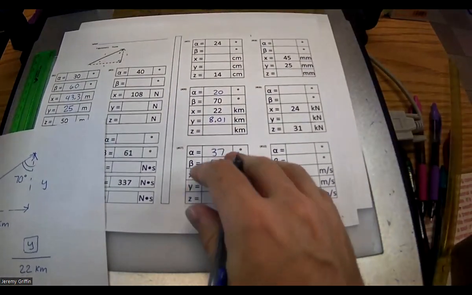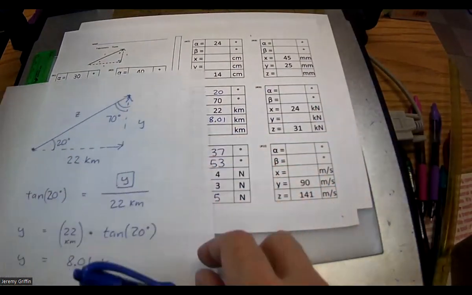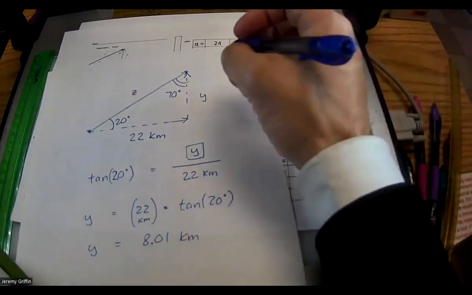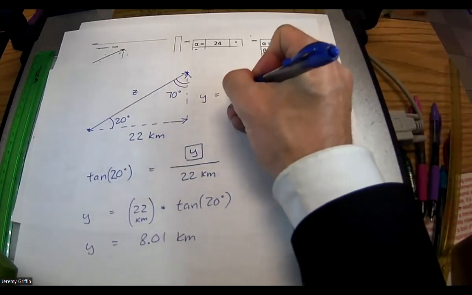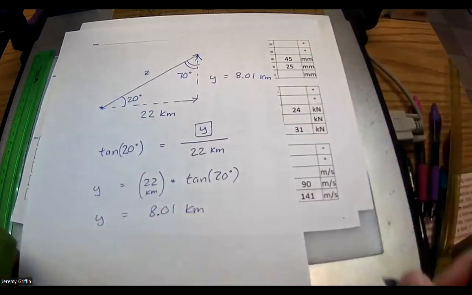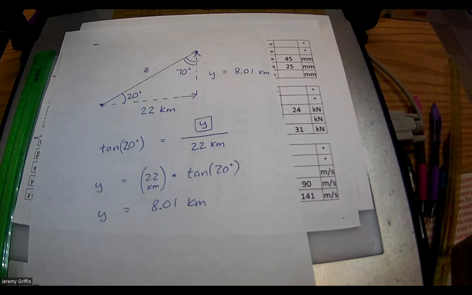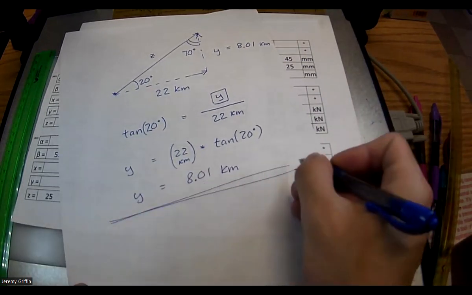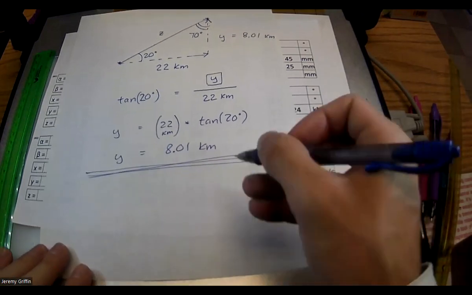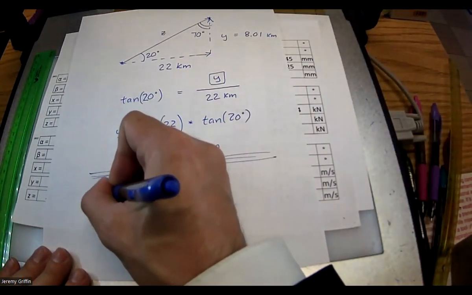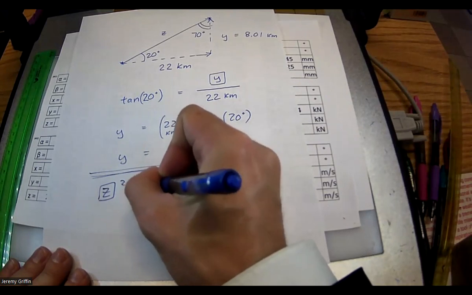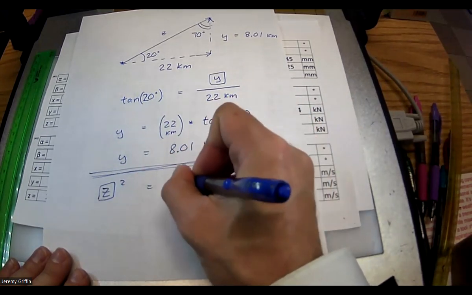Okay. So now we know everything except for the actual distance we walked. I'll fill this in here, 8.01 kilometers. What's one way to solve for z? Sure, Pythagorean theorem. It's not the only way, it's one way. I'll do two different ways with you guys. Let's do Pythagorean theorem. Can you say z squared equals x squared plus y squared?